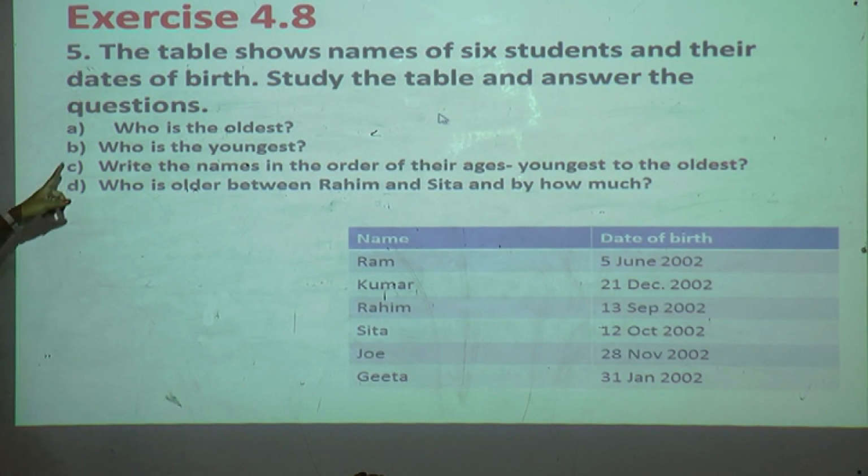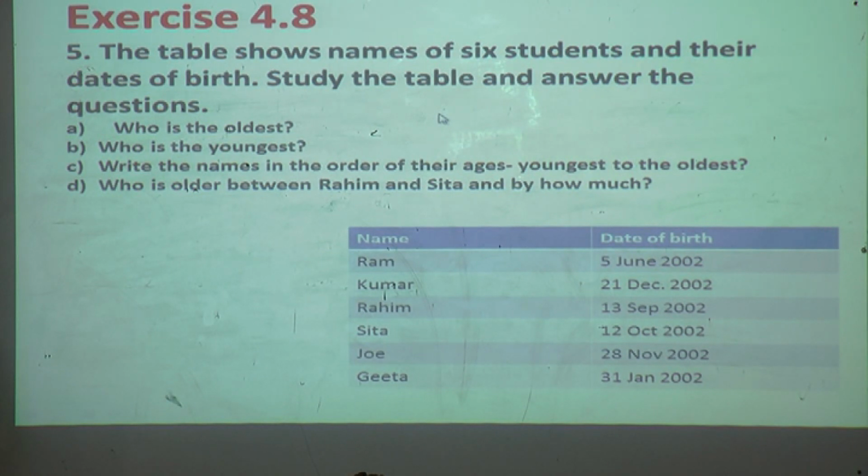What is the first question? Who is the oldest? Now, what is meant by oldest? Yes, tell me what is meant by oldest, students? See, old means nothing but the one who is born first. In your house you may have two or three brothers and sisters. In that, who is younger or older? We say younger brother, older brother, isn't it?